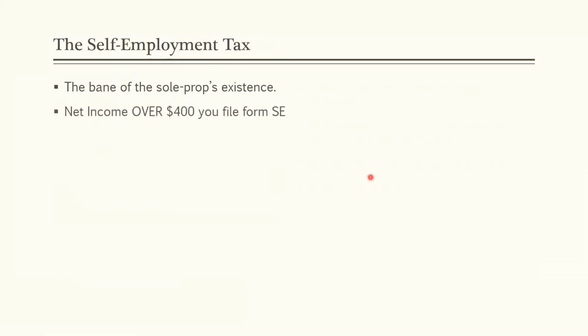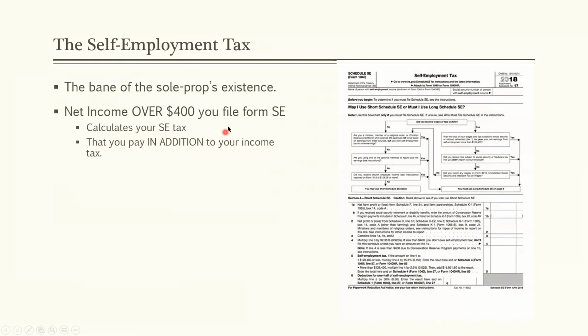And the self-employment tax. This one is the pain of all self-employed people. They hate it because they usually don't prepare for it, is the problem. And you have to pay this tax if you have over $400 of self-employment income. And when you do that, you file this form SE, Schedule SE, and it helps you calculate your self-employment tax.